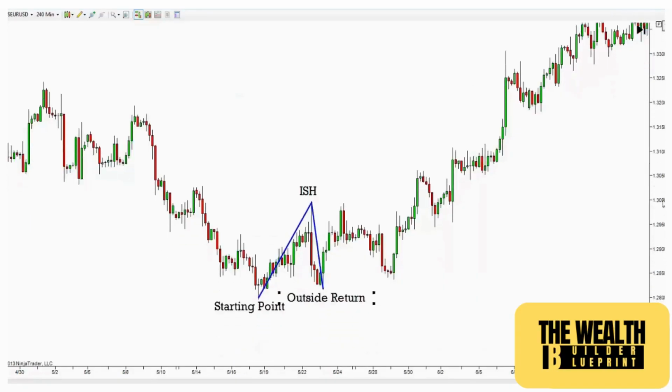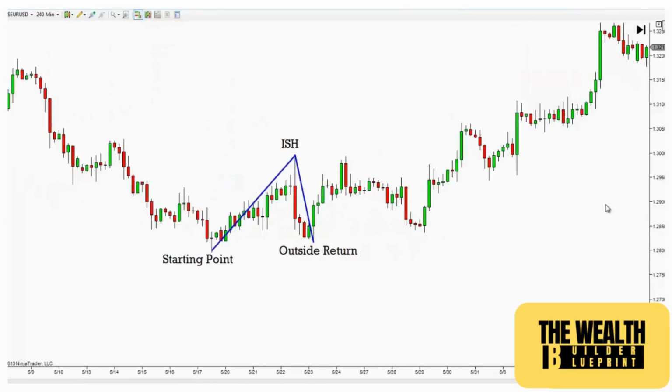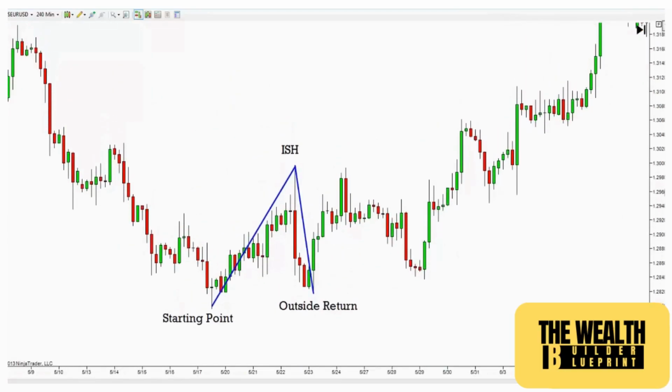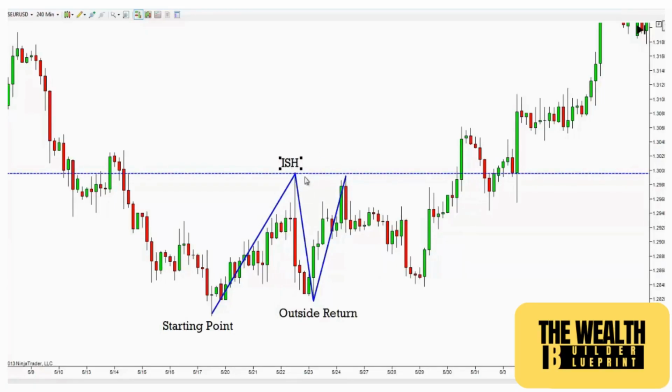Let's see if I can actually, here we go. Adjust this a little bit. Boom. Now, this time, as we push up, you can see we test our initial structure high, but we never get that higher high, higher close. So we can't label this as a new structure high because we don't get a higher high, higher close above this level. So above our previous structure high.